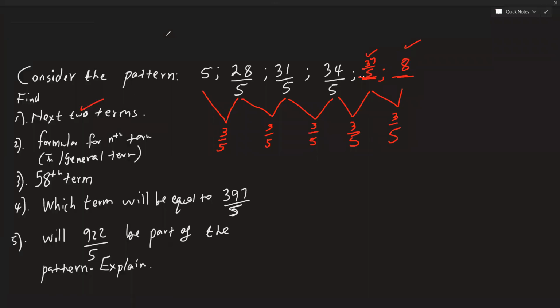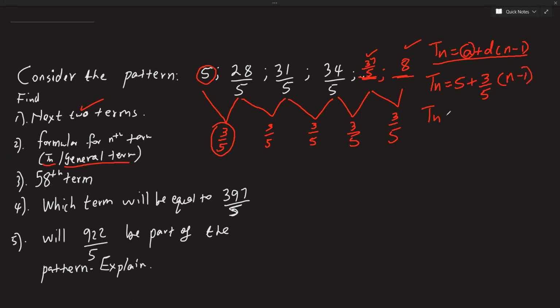Now they say the formula for the nth term. Sometimes they say the formula for the Tn, or the general term, or the value of the term in n position. Remember I said Tn equals A plus D times n minus 1. This is the formula for the nth term. A is the first term, so A goes with 5. Therefore, Tn equals 5 plus the number that you are adding all the time, which is your difference. In this case, we're adding 3 over 5. Then we have n minus 1.